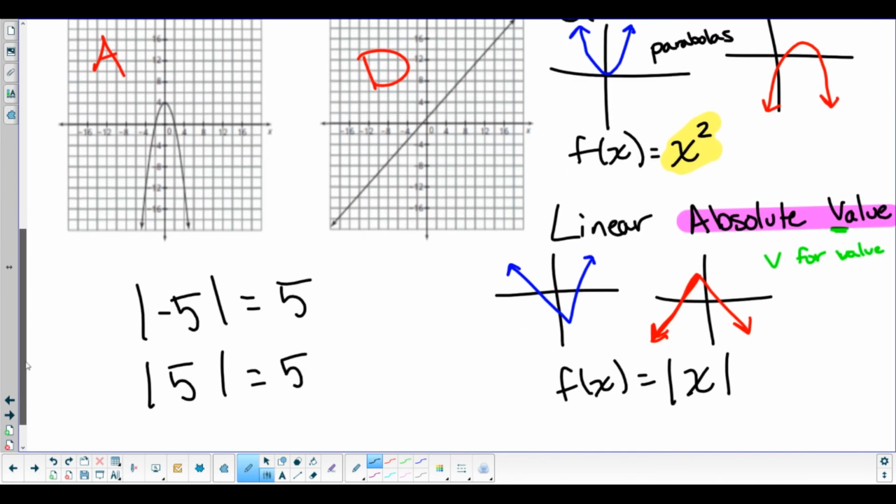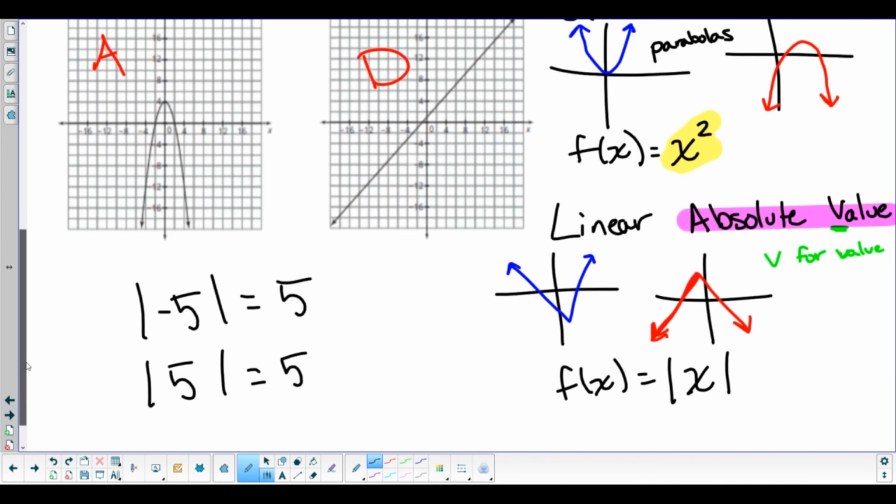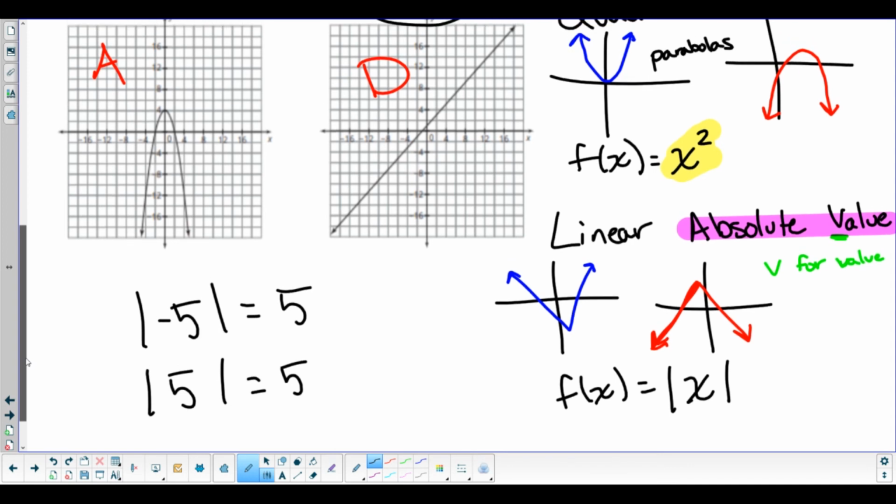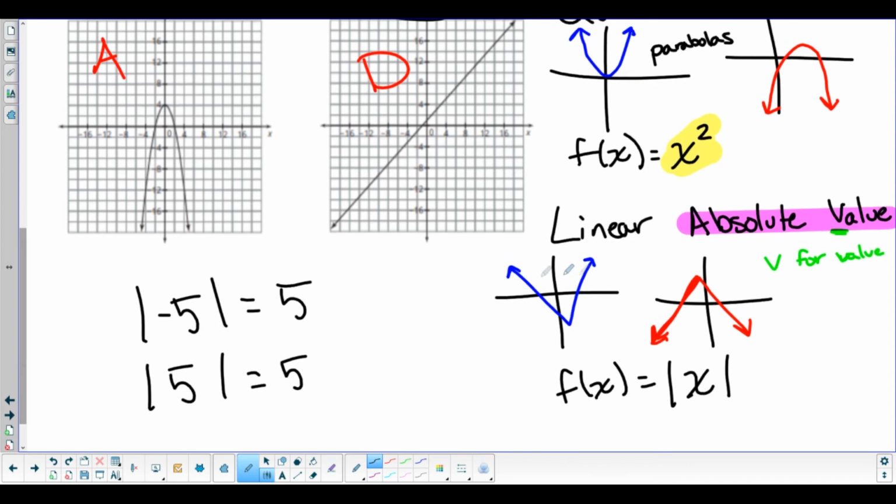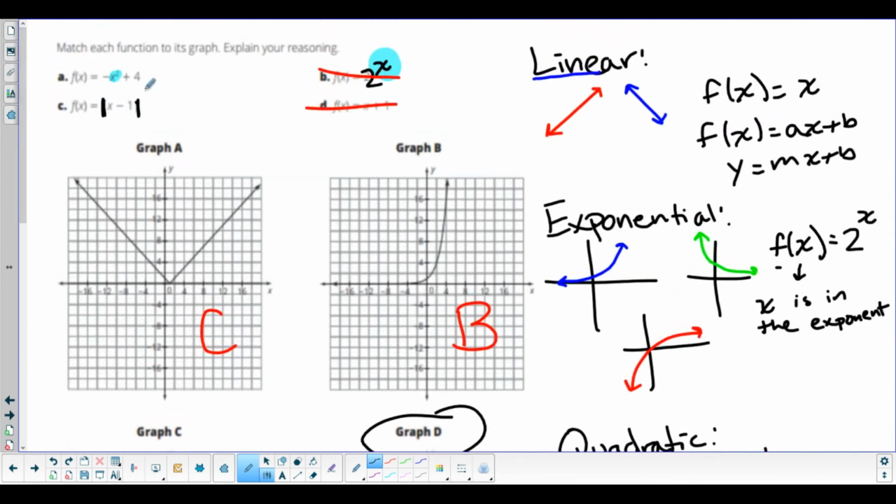We'll get into absolute values and what they mean and solving equations with them later on in the year. But for right now, graphically, what you're looking for is a V shape. And in the equation, you're looking for the absolute value signs, which are these two bars. And so we have it right here, which does relate to graph A. Equation C goes with graph A. All right, and that is it.